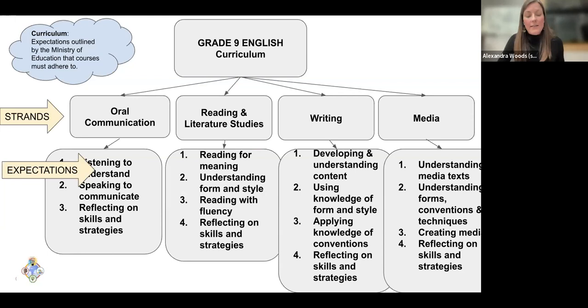And each course also has curriculum expectations that teachers must adhere to when developing course content and also designing instruction. These are the expectations outlined by the Ministry of Education, and we have to adhere to these expectations for grade 9 English across Ontario. The 4 strands in English are oral communication, reading and literature studies, writing and media, and then beneath the strands, you'll see specific expectations. The specific expectations tell teachers and students and parents and family members and caregivers what exactly students need to be able to do by the end of the year under that umbrella of the curriculum.